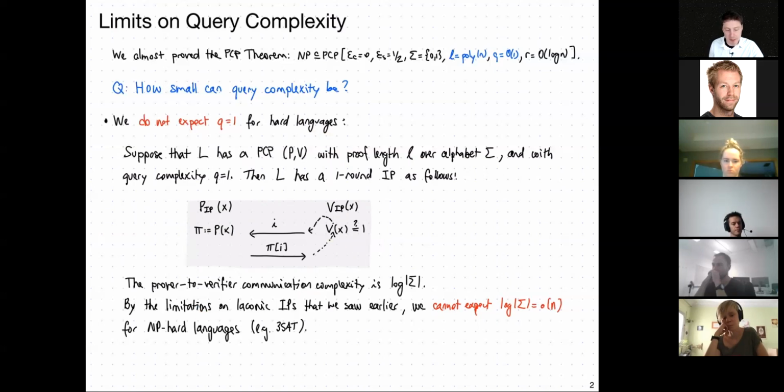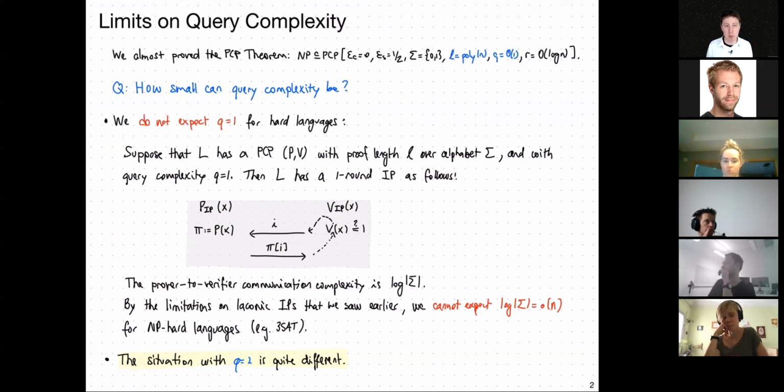This should basically tell you that to the extent that we can improve query complexity, we will not be able to get to Q equals 1, right? And you might say, okay, maybe Q equals 1 is special. What about Q equals 2? It turns out the situation for Q equals 2 is actually very, very different. Already, depending upon what parameters you want, when Q equals 2, you can start expecting something interesting. Any further questions about Q equals 1 before I move to Q equals 2?